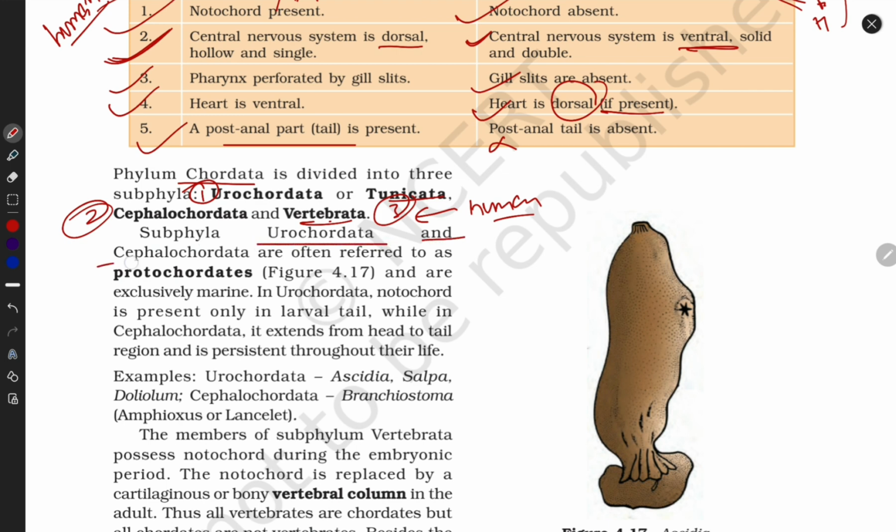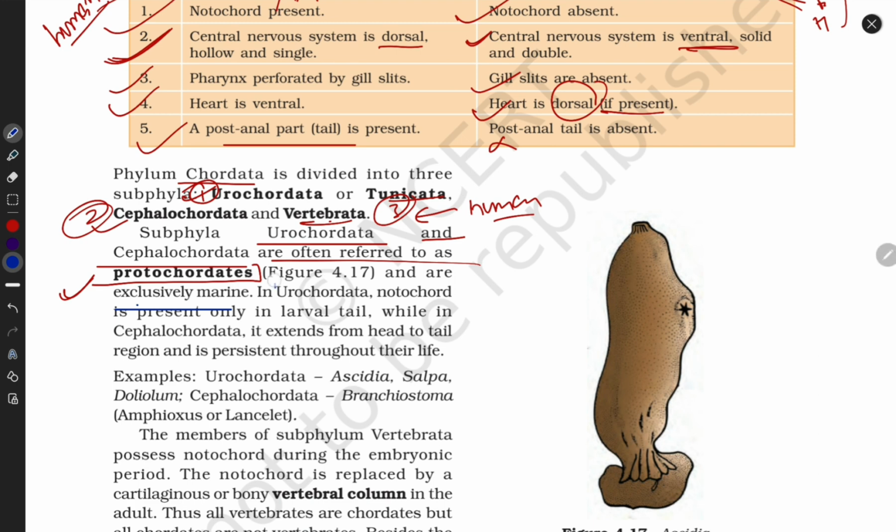Urochordates and cephalochordates are often referred to as protochordates. This means we take urochordates and cephalochordates into one category, and we call them protochordates. Next, they are exclusively marine. They have still not come permanently onto land, okay?